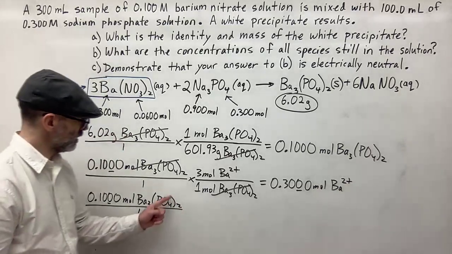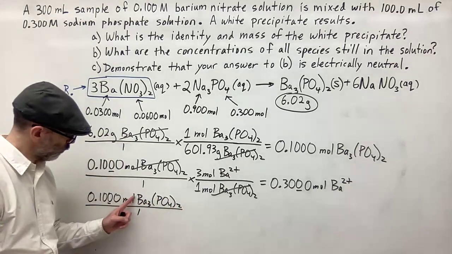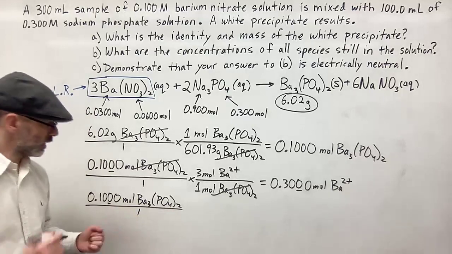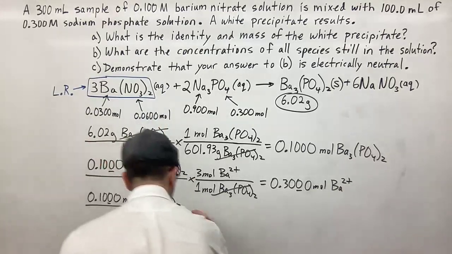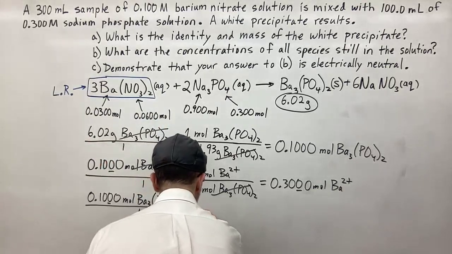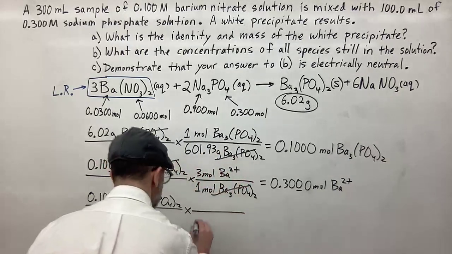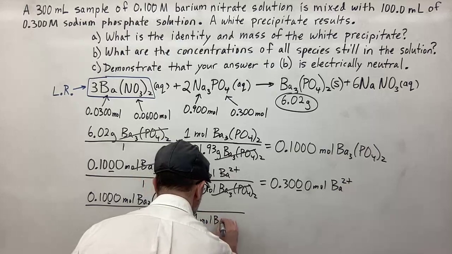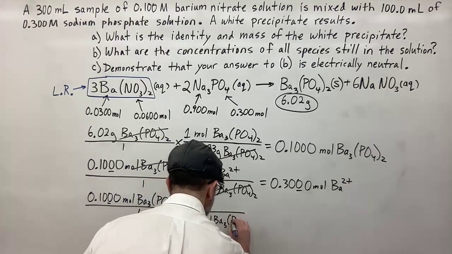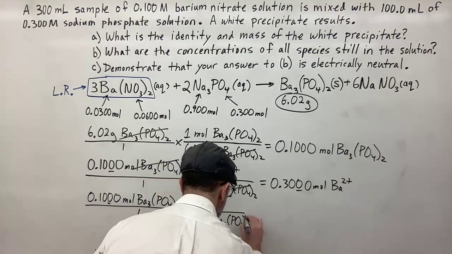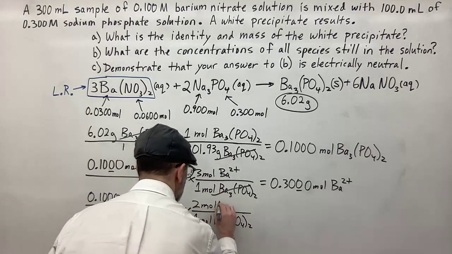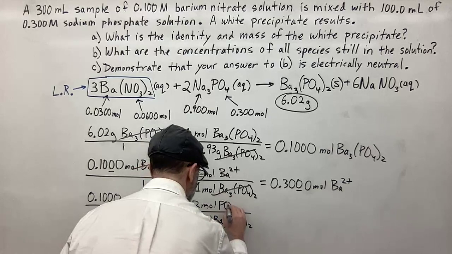And here you can see it's a 2-to-1 ratio. So for every one barium phosphate, I have 2 phosphates. So that's my mole ratio for phosphate and barium phosphate. So on the bottom, I'm going to put 1 mole of the barium phosphate, and on top, I'm going to put 2 moles of phosphate ion.